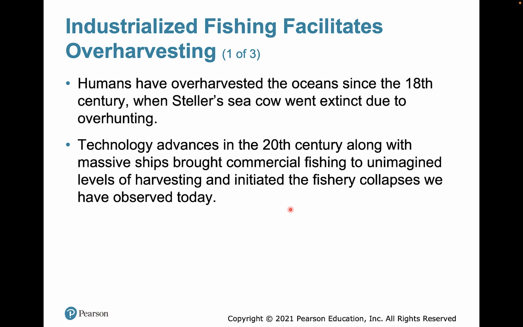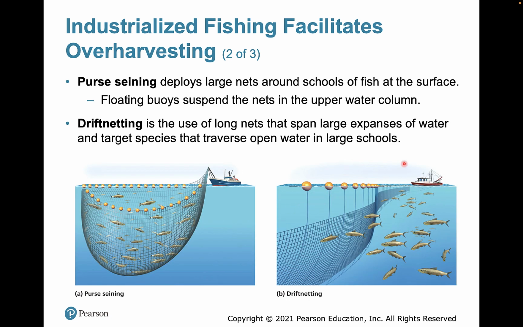In the 1800s, 1700s, we started to develop this idea of industrialized fishing, where you use big nets and big processes to take in big quantities of fish, okay? So we have been overharvesting the oceans for a very long time. As we moved into the 20th century with big ships, we caused a lot more of these fishery collapses. So these are some of the industrialized fishing techniques that we use that you need to be able to explain.